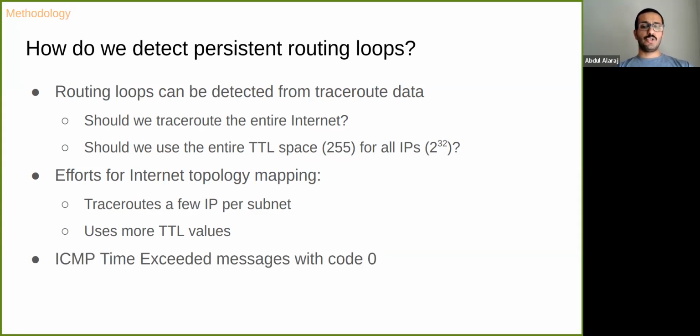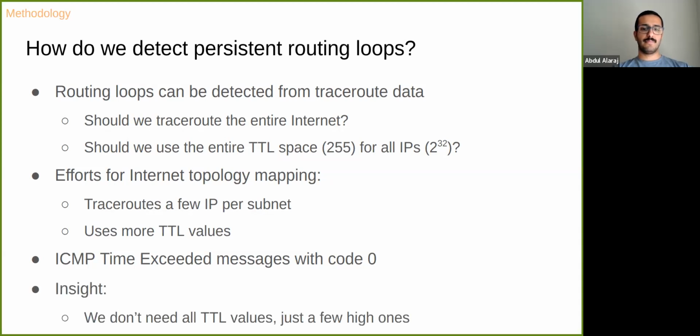The final point here that should lead us to the answer, recall that if we send a packet with a TTL of 255 and yet receive an ICMP time-exceeded message, this means that either the destination of that packet is 255 hops away from us, which is quite unlikely in today's Internet, or that the packet has been forwarded many times inside a routing loop until its TTL expired. So as insight from all of this, to find routing loops, we can scan the entire Internet, yet we don't need all TTL values. It is sufficient, in fact, to use a few high ones.